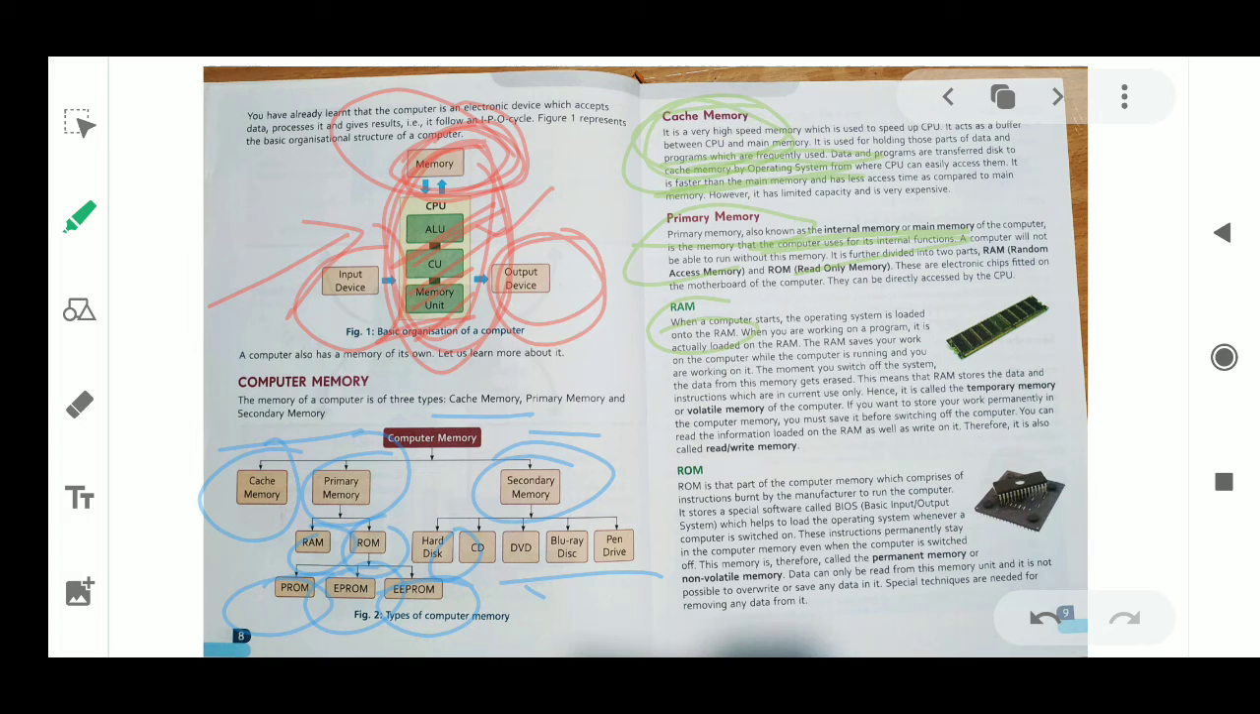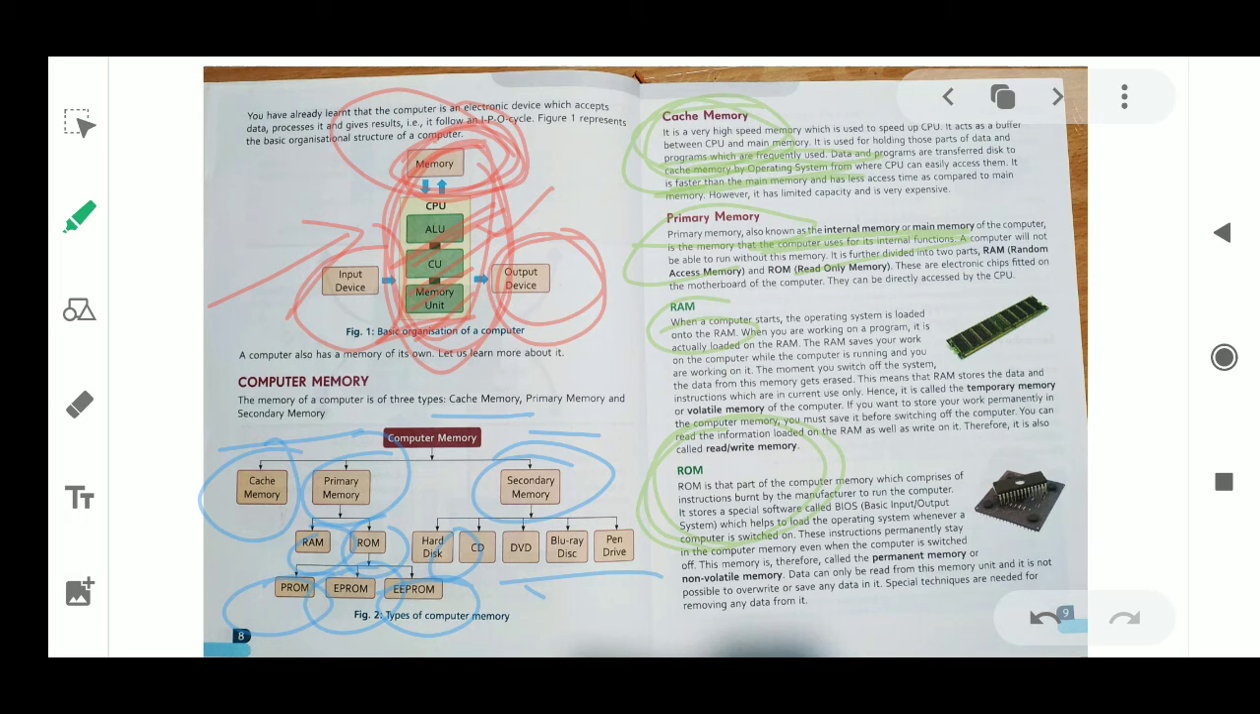Next is your ROM, read only memory. RAM stands for random access memory, ROM stands for read only memory. ROM is the part of computer memory which comprises instructions burned by the manufacturer to run the computer. So in this ROM, the memory is already written, and that is provided by the manufacturer, meaning those who build the computer already write the program inside that ROM.